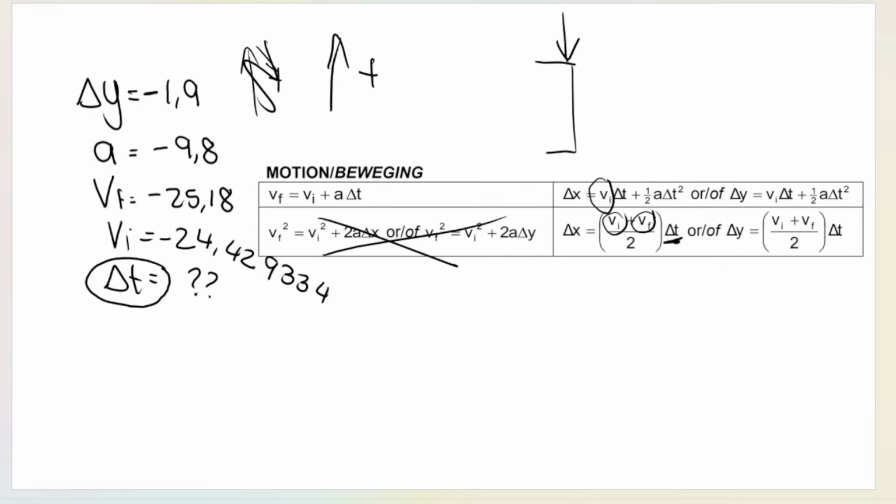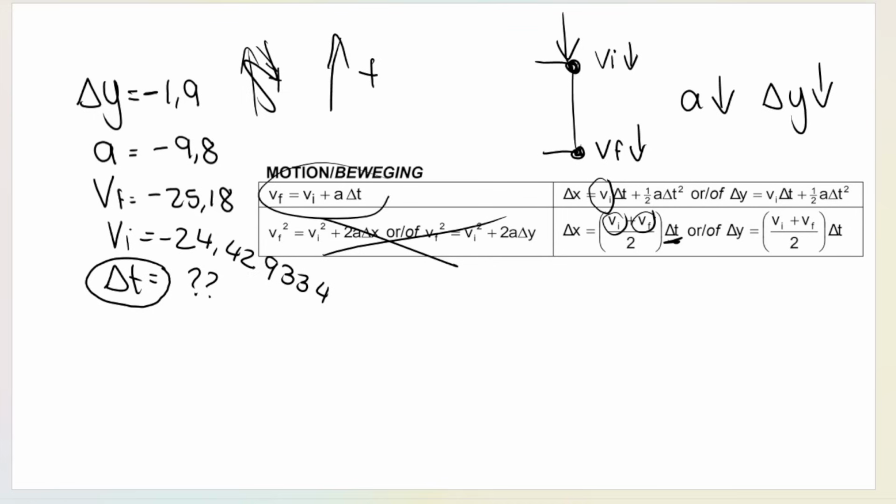Here's the start of the door. Here's the end of the door. So the ball's coming downwards. The velocity at the start of the door is downwards. The velocity at the end of the door is downwards. Acceleration is downwards. Displacement is downwards. The ball is falling down. So everything here is negative.